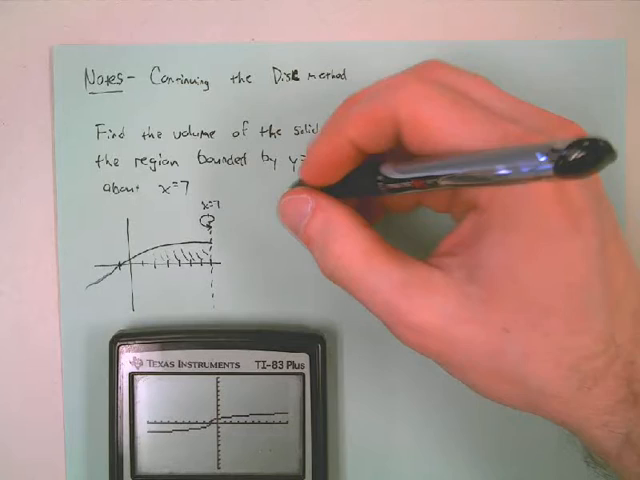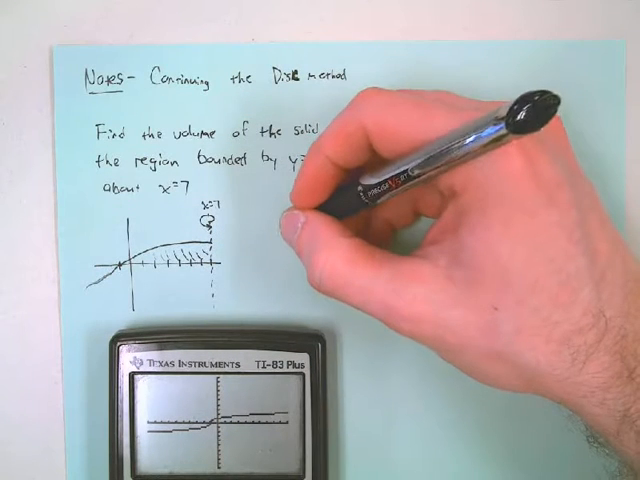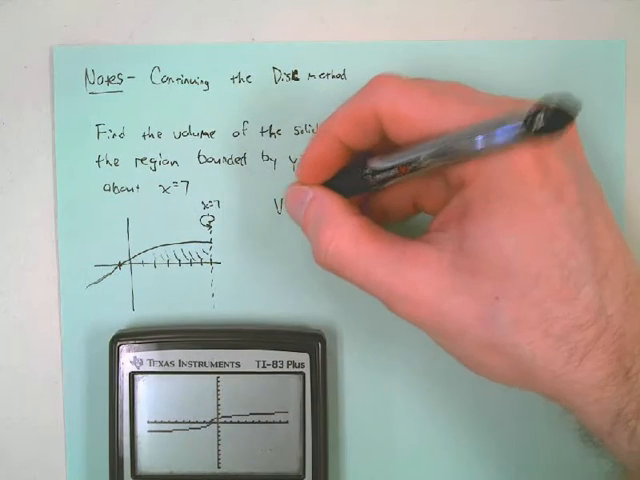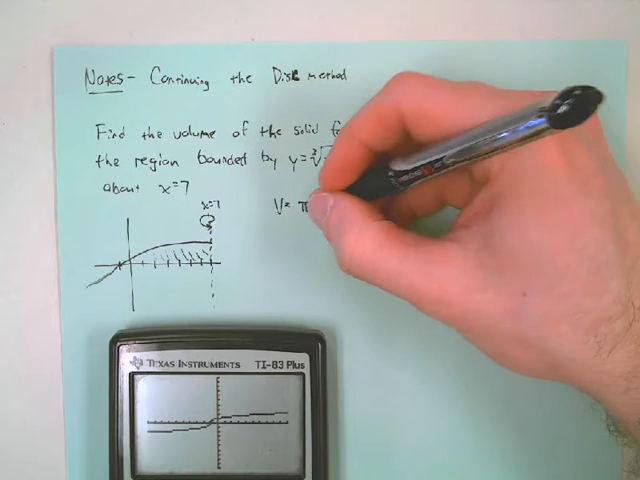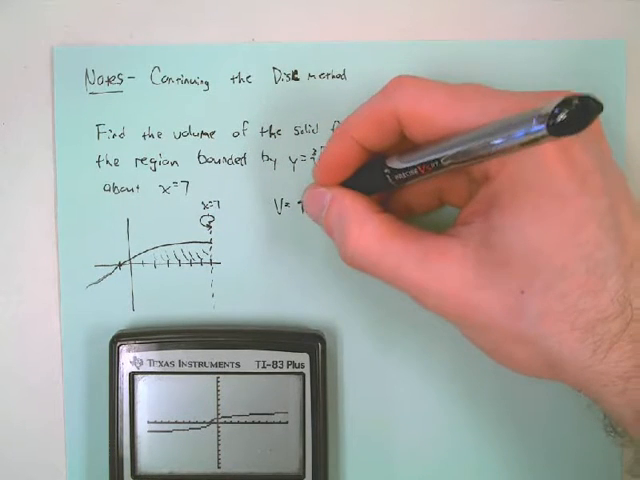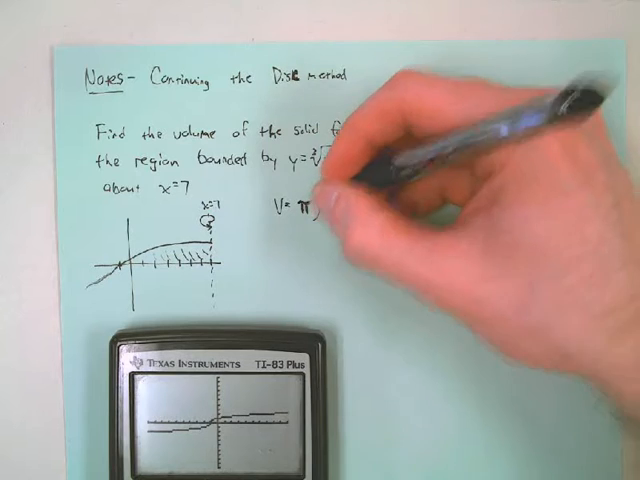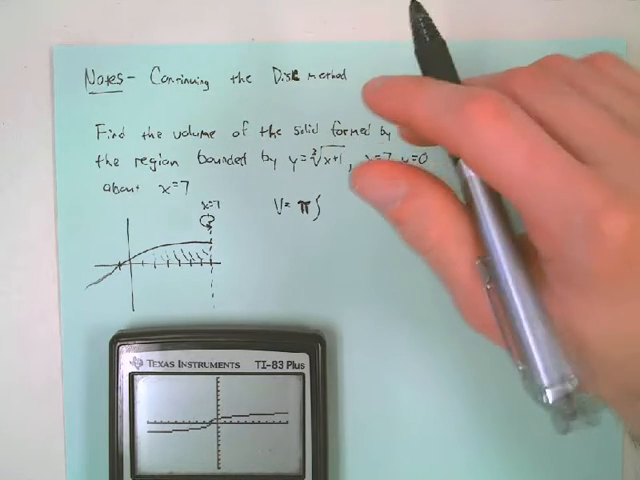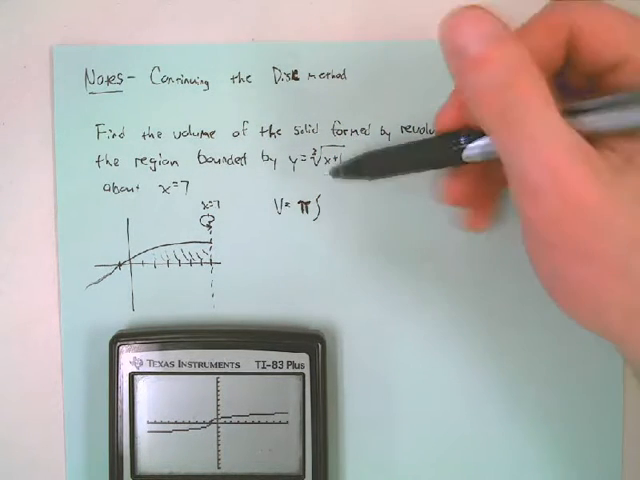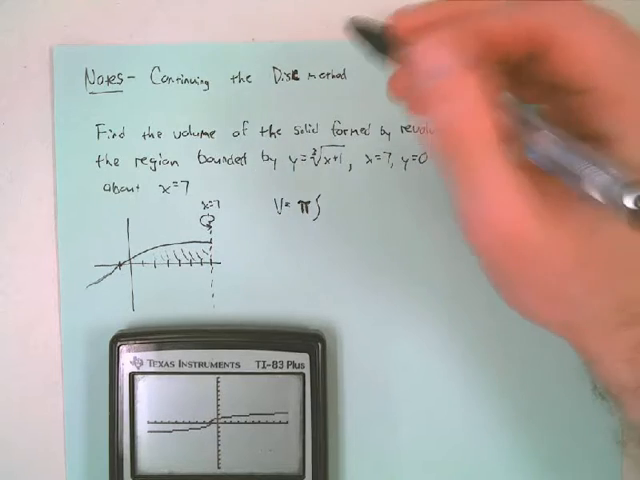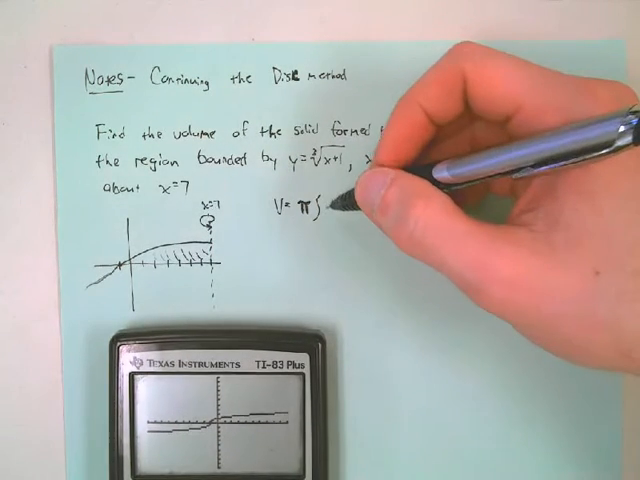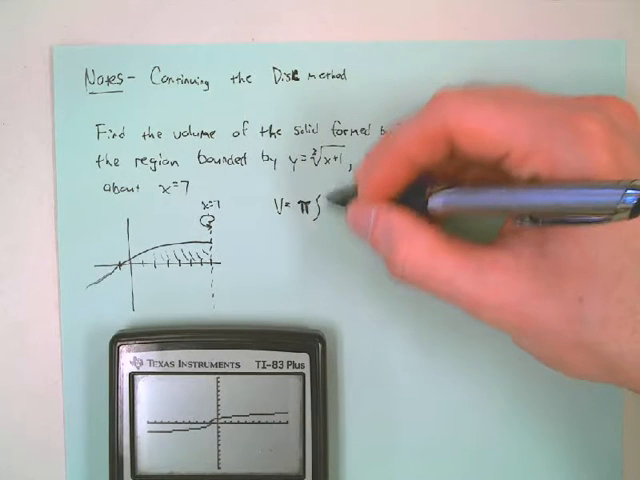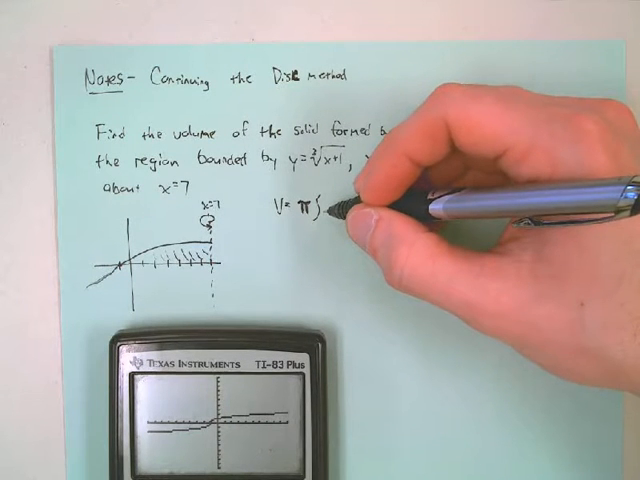So let's get that started here. So volume is equal to pi times the integral. Don't forget that pi, by the way. Okay, very easy to forget that. Just like when you do average value, it's easy to forget the 1 over b minus a part. Don't forget that pi part. Okay, so it's pi times the integral. Now, since we're integrating with respect to y, our limits of integration need to be y values, not x values.